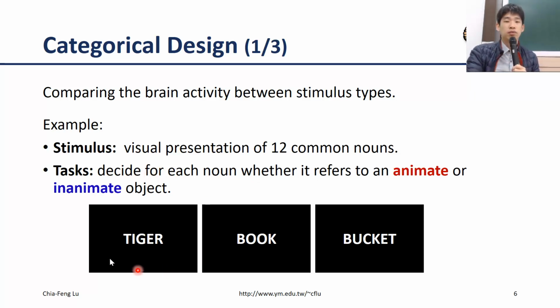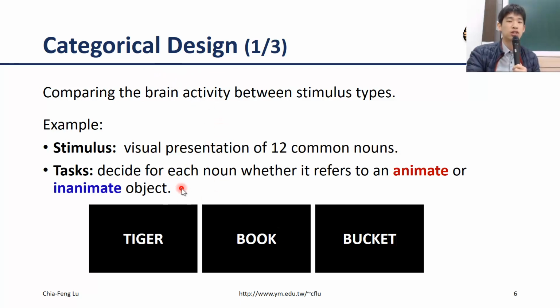Okay. So the first one is definitely the animate one. And the second one, when the subject sees the book, of course it belongs to the inanimate object. So now the subject is instructed to press the right button. Okay. And the third stimulus is again an inanimate one, the bucket. So this is what we call categorical design.